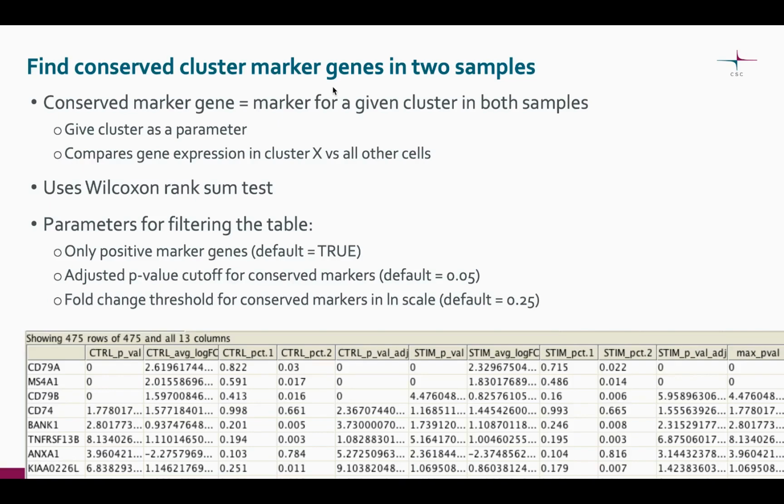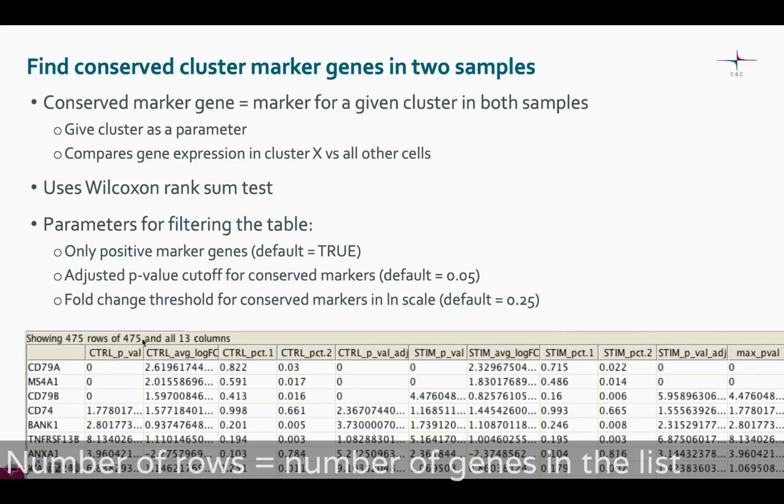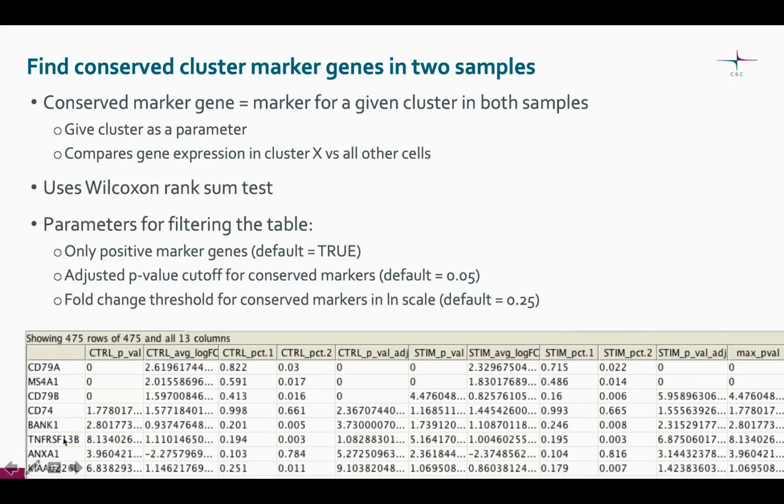Conserved cluster marker genes mean genes that are differently expressed in that particular cluster in both samples. Here, like in the one-sample analysis, we are always comparing the cluster of interest to all the other cells in the dataset. A statistical test known as Wilcoxon rank sum test is used here, and the result table looks something like this. Up here, we can see how many genes are in the list. Here we can see the gene names, and here are the p-values and the fold change.